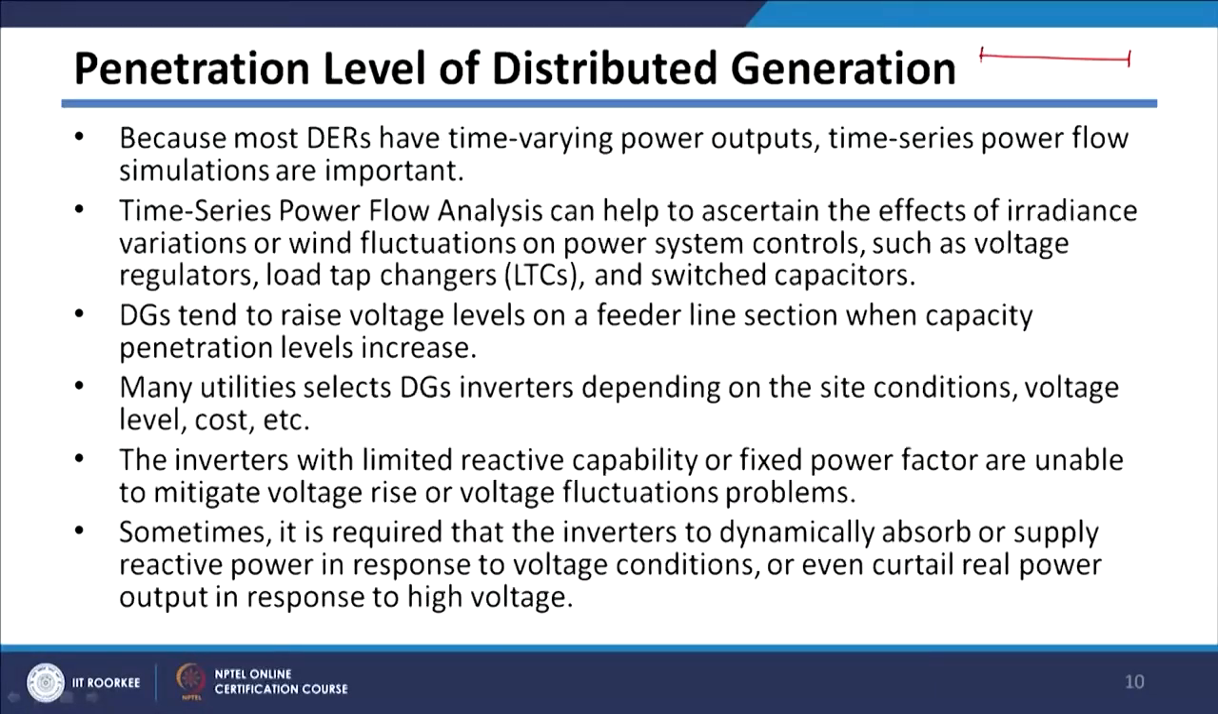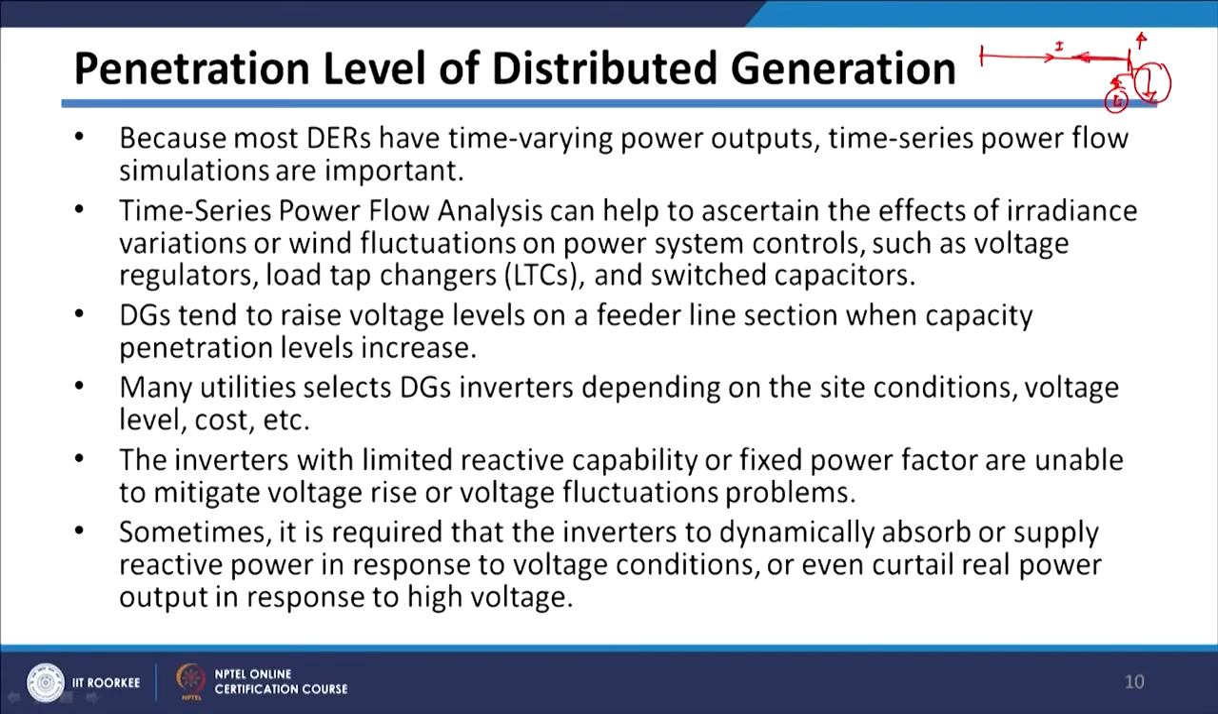Like what happens whenever you are connecting some DG. If you are connecting DG here and then some load is here, then the current flowing through this part will decrease, because some part of the real and reactive power will be provided by the DG, and because of that the drop across this will decrease, and there is a possibility that the voltage of this bus will increase.